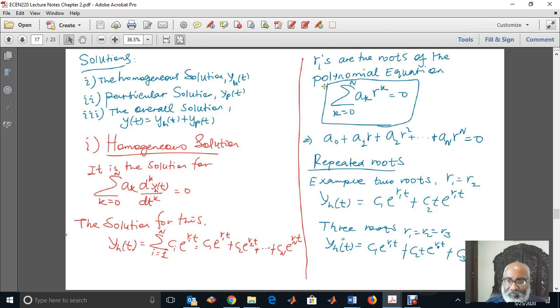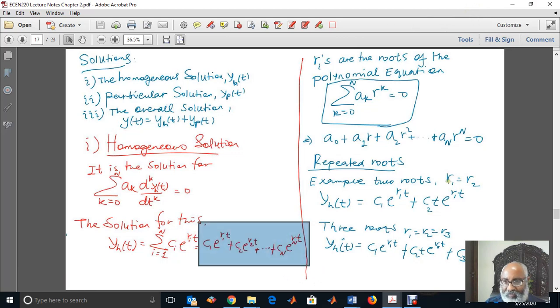We will find them from the characteristic equation, or the polynomial equation, which only depends on the left side you see here, and for example, if it's second order, it will be like this: a0 plus a1 r plus a2 r squared is equal to 0. This is well known, and it is a quadratic equation. We have two roots. Now, if we have repeated roots, what will be the form? This form will be modified.